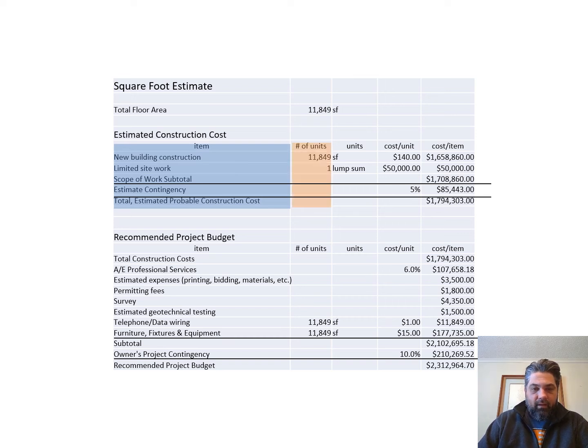So, again, the square foot estimate is very similar in the fact that it's A times B equals C, right? You've got whatever number of units you've got and the cost per unit, and that gives you the cost per each of those items. And you would carry that construction cost down to look at the project budget. And there's your contingencies again.